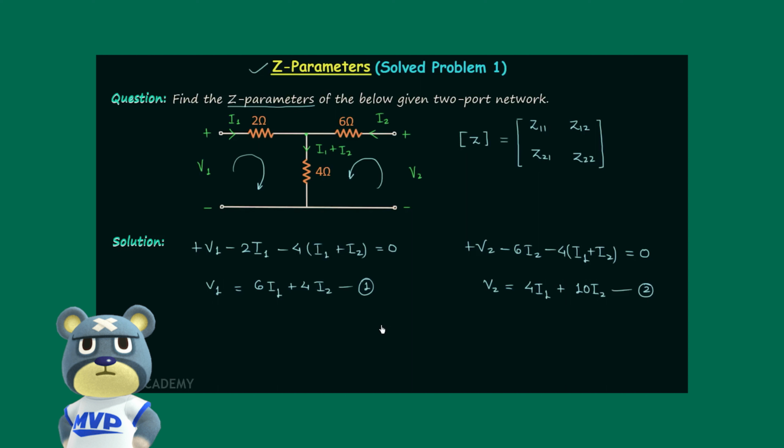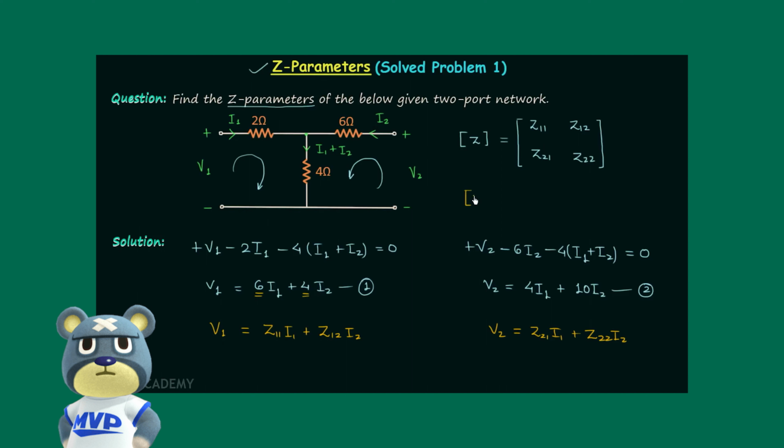Now if you remember the previous lecture, I told you to note down two equations. The first equation was V1 equal to Z11 I1 plus Z12 I2, and the second equation was V2 equal to Z21 I1 plus Z22 I2. Now when you compare equation number 1 with this equation, you will find Z11 is equal to 6, Z12 is equal to 4.